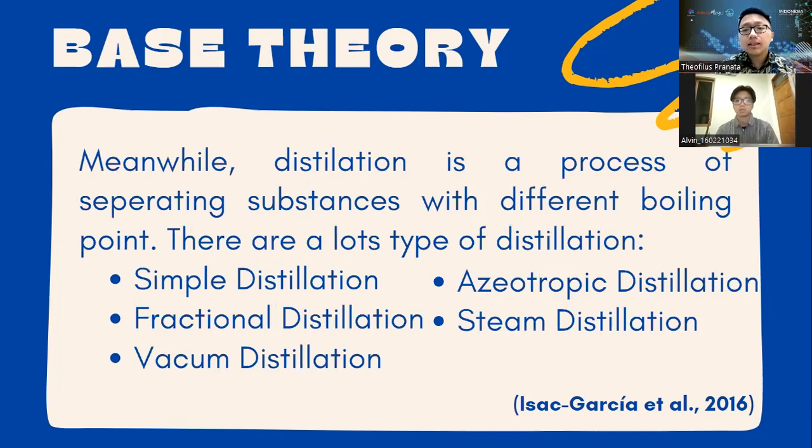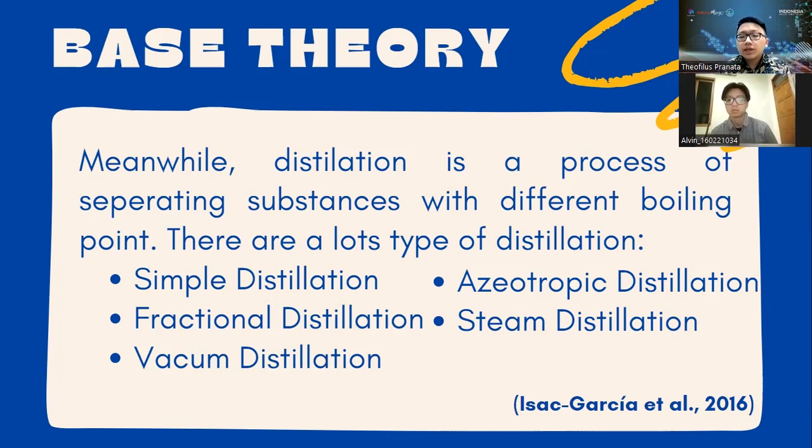Now, meanwhile, distillation is a process of separating substance with different boiling point. There are lots of types of distillations, and there are some that is usually used. For example, simple distillations, fractional distillations, vacuum distillations, azeotropic distillation, and steam distillations.